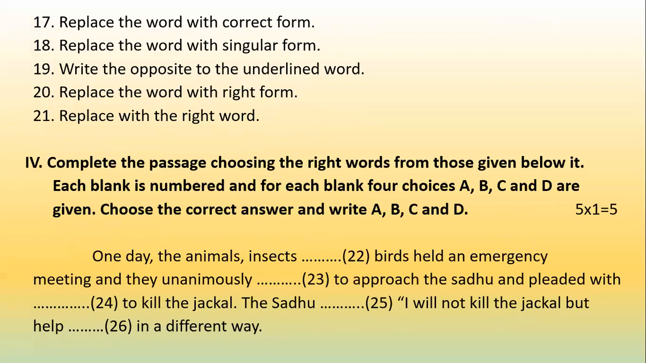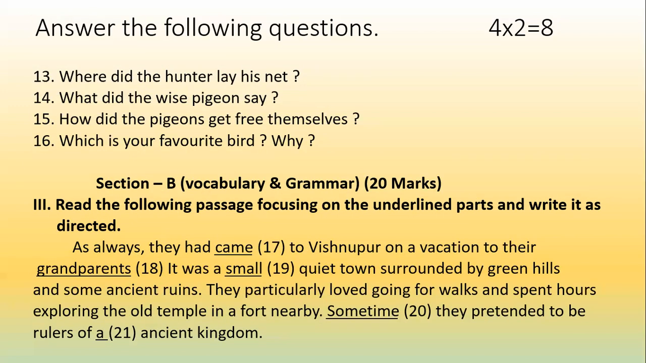Replace the word with correct form. So 17th one is correct form. So here what it is? Came. As always, they had. Here what you have to write? Come. Came is wrong. Come. So replace the word with correct form. Okay, children? After had, we have to write, because had is already in the past tense, we have to write in the present tense. So they had come to Venugopal.